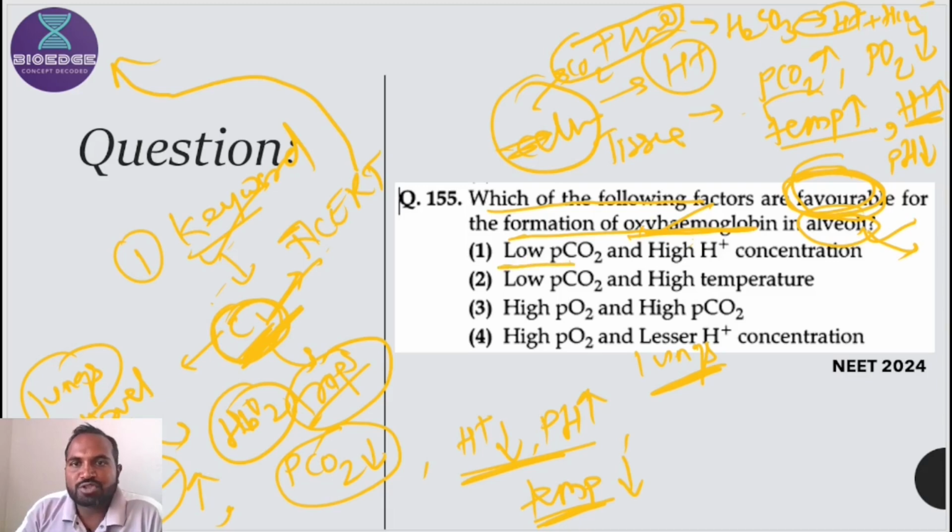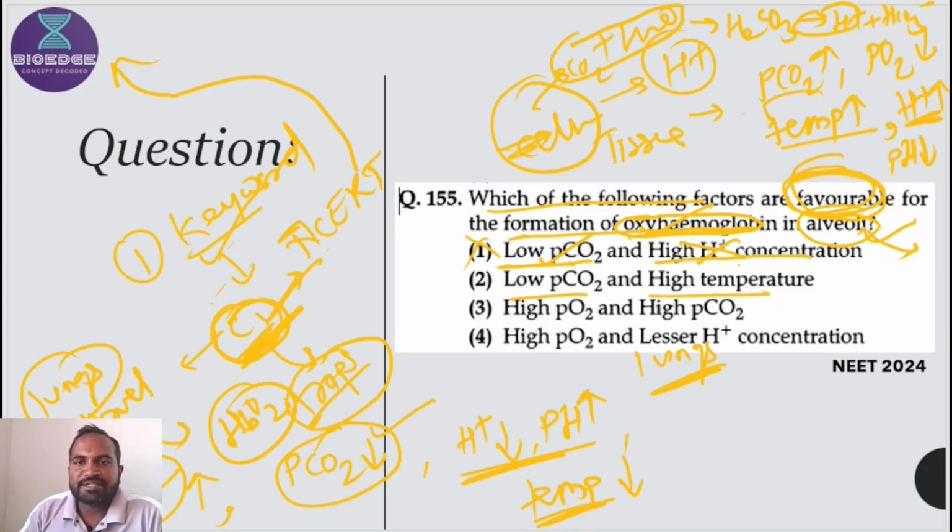So first option we will discuss. The formation of oxyhemoglobin happens at the lungs level, that's why there is low partial pressure of CO2. Here is a low partial pressure of CO2. Yes, it is correct. Then H plus ion concentration is high, which is wrong. So the second option of this question is wrong. That's why this option is not the correct option.